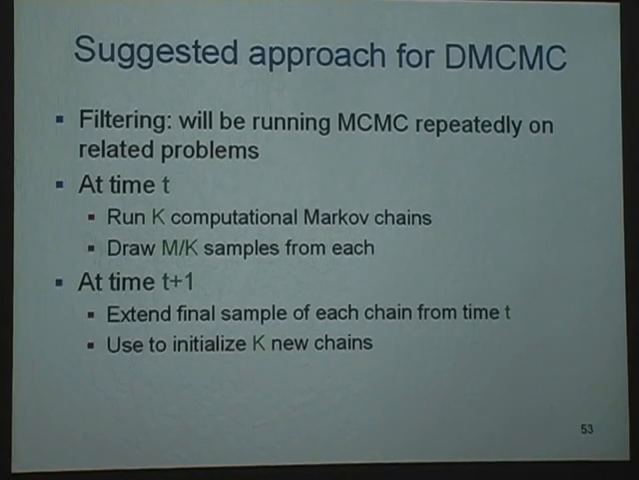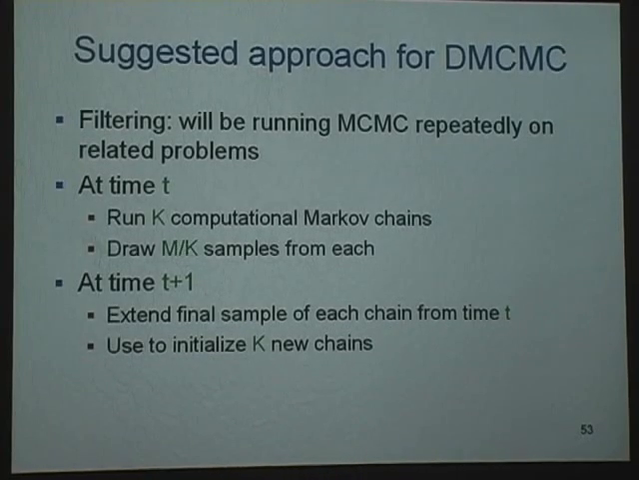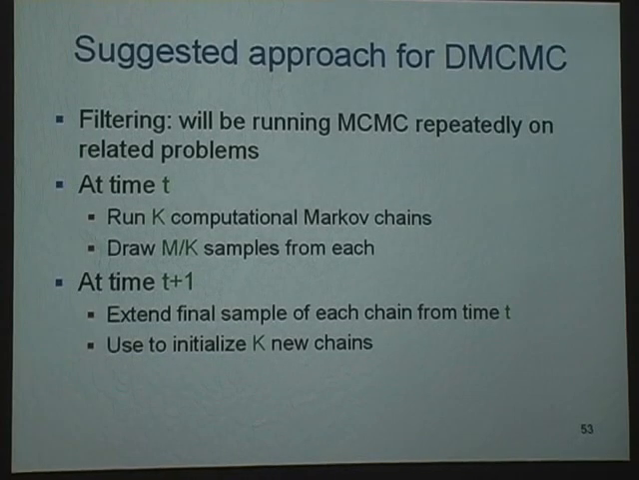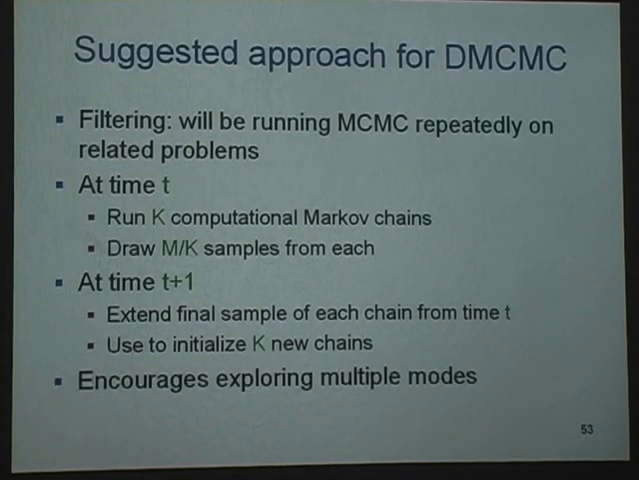At time t plus 1, extend the final sample of each chain from the previous time step by one hidden state, and use that to initialize k new chains. The hope is that if the model is not completely noisy, then the last sample from the previous time step will be somewhere near a high probability region for the next step. And so the hope is that having multiple chains like this encourages exploring multiple modes of the distribution. So this can help to alleviate the problems with determinism slightly.